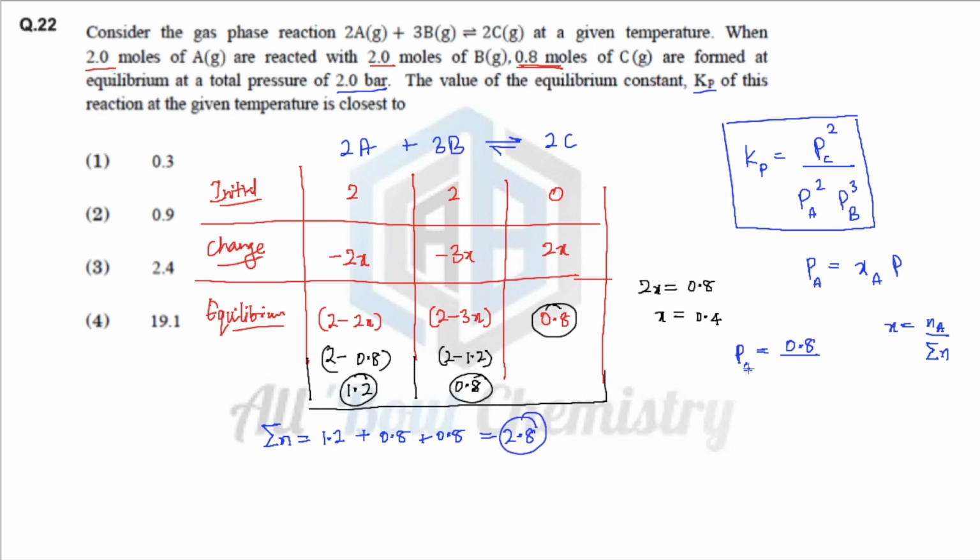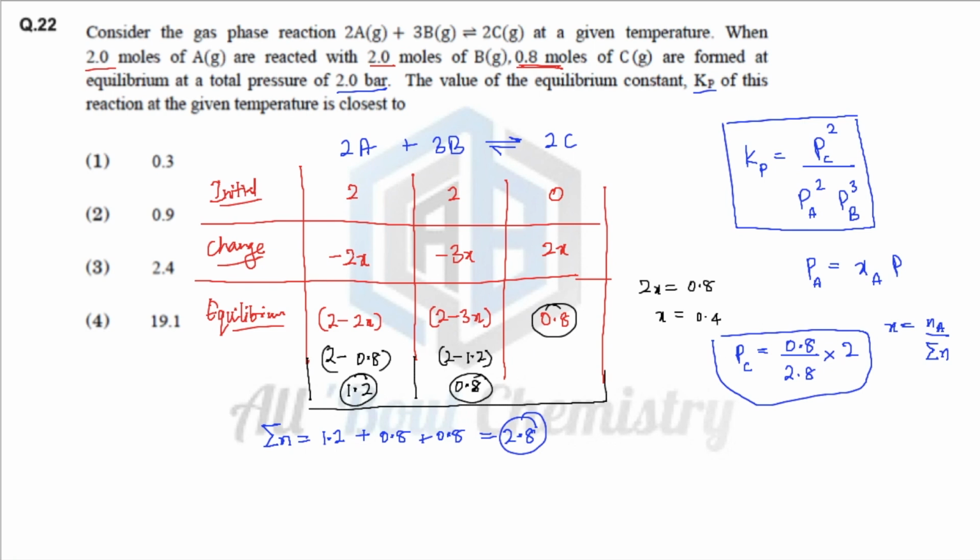So here for partial pressure of C, the number of moles of C divided by total number of moles, multiplied by total pressure. Total pressure was 2 bar, right? So 2 bar for that. So it is going to be 2. By solving this, you will get partial pressure of C. Similarly, you can do it for partial pressure of A and partial pressure of B also.